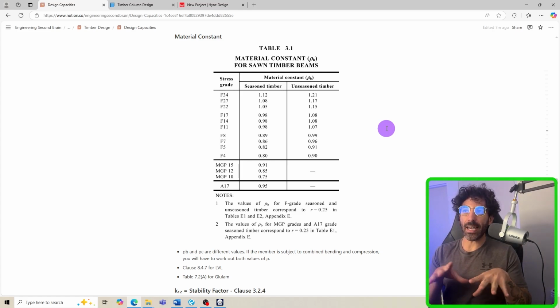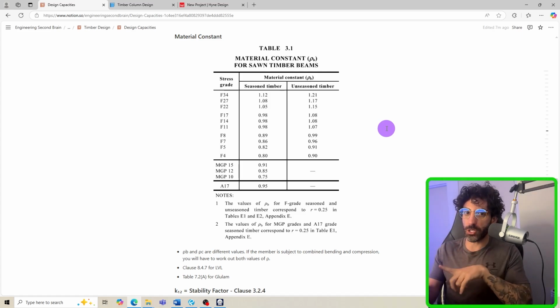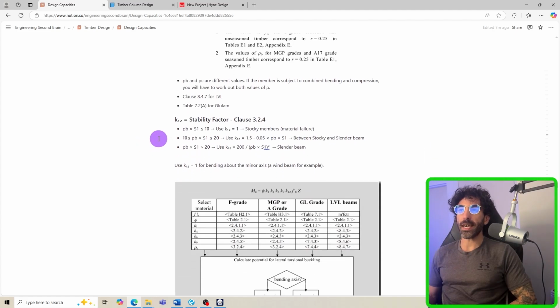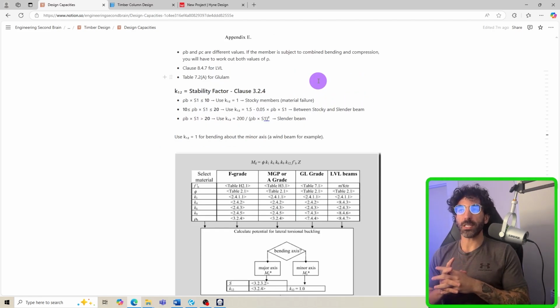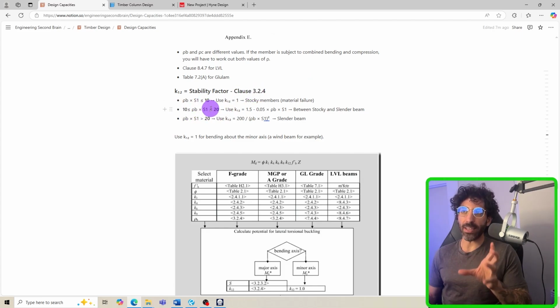Therefore, if you're designing a member under combined actions, so you have combined bending and compression, you have to use different values of material constant. You're going to use rho B for the bending calculation, and then you're going to use rho C for the compression calculations. Don't mix them up. And then finally K12, which is the stability factor, you can find it in clause 3.2.4. It's very similar to what we've seen in the compression section. In fact, it's the same range.